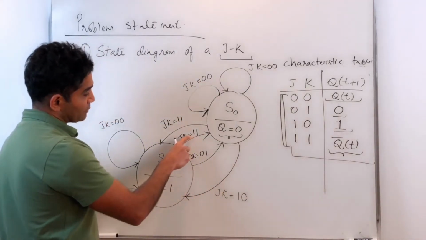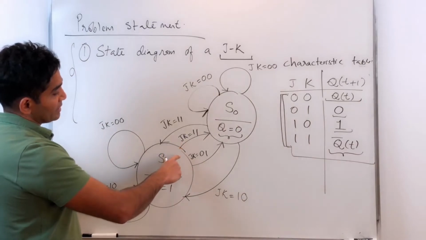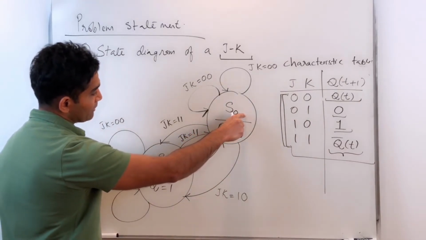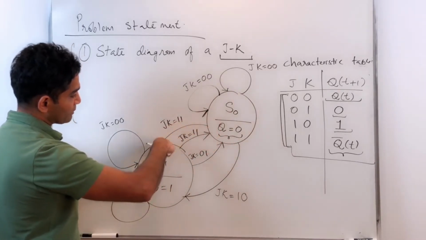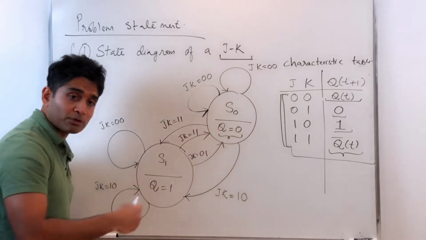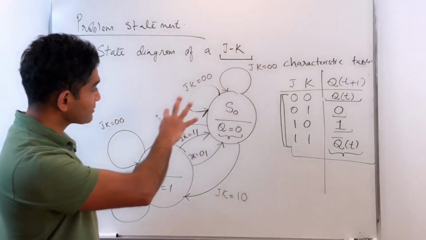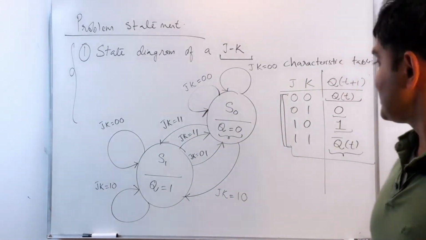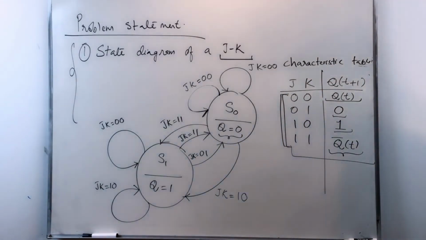And if I keep the value, you can see this, right? If I keep the value of JK equal to 1, 1. So now I'm in this state. I keep the value of JK to be 1, 1. I again toggle back to this state, and that process repeats, consistent with what we have seen in the last class. So now that's the state diagram of a JK flip-flop. Okay.